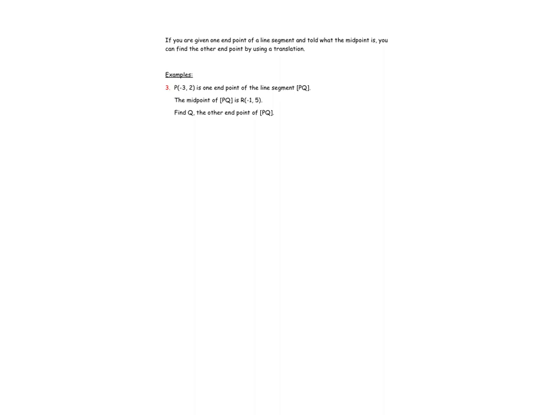Again, I'm going to go through an example to make this hopefully as easy as possible. P is (-3, 2), one end of a line segment PQ. The midpoint of PQ is (-1, 5). Find Q, the other endpoint of PQ. So the best way to do this is write out P. So P is (-3, 2).